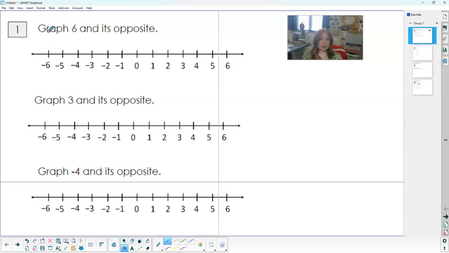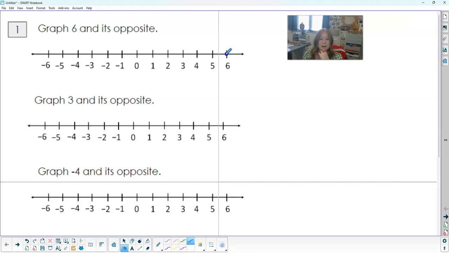The first one says to graph 6 and its opposite. So 6 is positive. We're going to start here at 0. We're going to go to 6. We're going to graph it. And then the opposite of 6 is going to be negative 6. It's 6 places away from 0, but in the other direction. So here's 0. I want 6 this way and 6 this way. Those are opposites. Now we're going to graph 3.